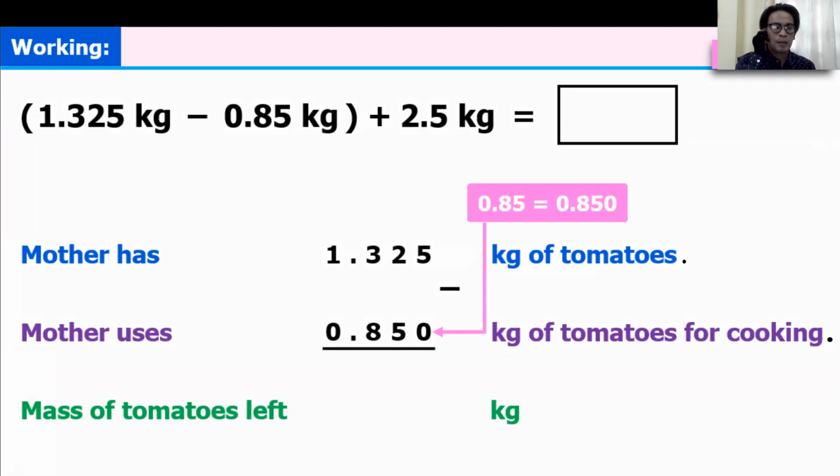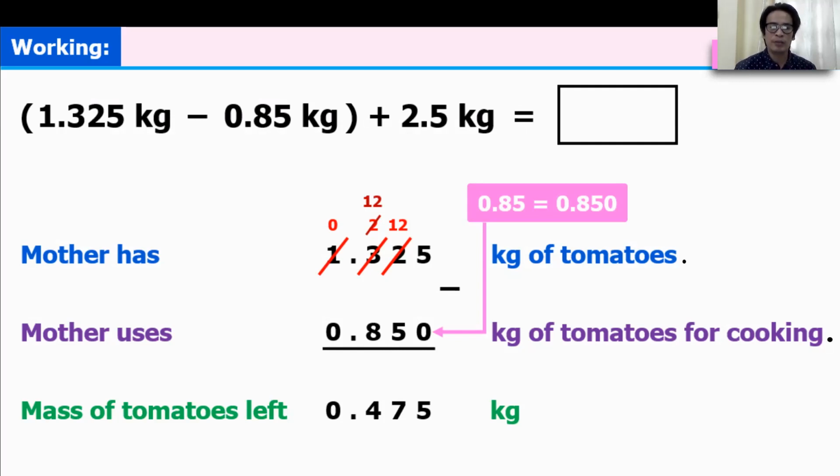Mass of tomatoes left is: 5. 2 becomes 12. 3 becomes 2. So 12 minus 5 is 7. 2 cannot be subtracted by 8, so we borrow from 1 in the 1's place. So 1 becomes 0 and 2 becomes 12. So 12 minus 8 is 4, 7, 5. And do not forget to locate the decimal point.